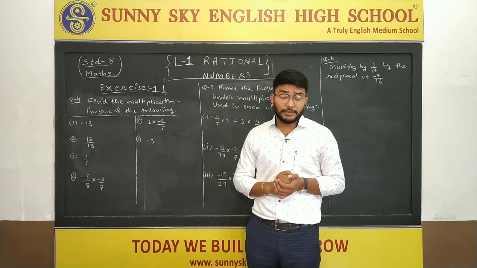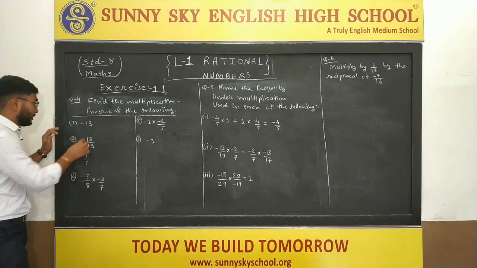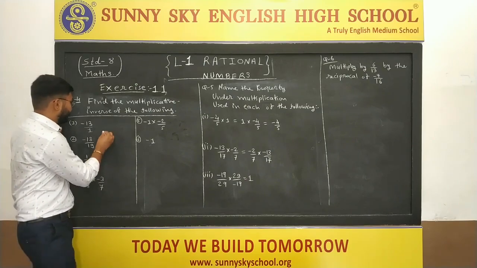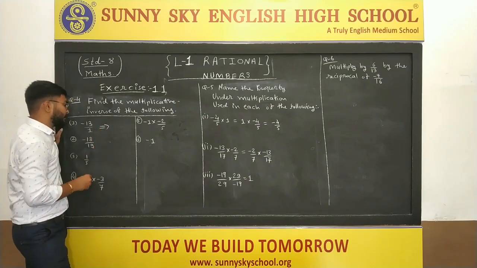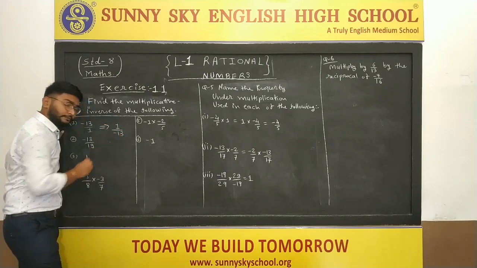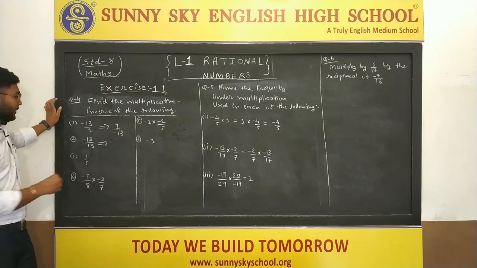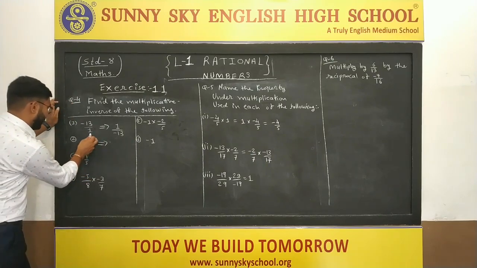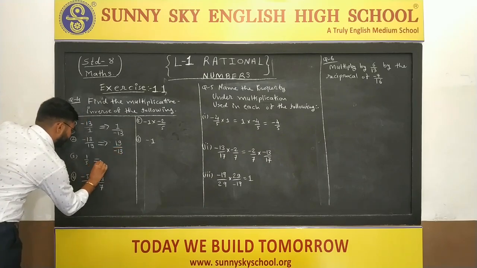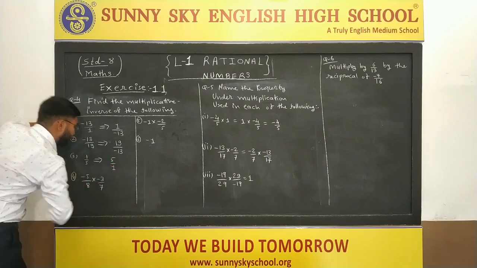See, the first question is given as minus 13. If nothing is given in the denominator, then there is always a 1 there. Then the multiplicative inverse of minus 13 is 1 upon minus 13. It means you just have to do the reciprocal. Here, 13 comes down and 19 goes up, so it is 19 divided by minus 13. Here also 1 by 5 becomes 5 upon 1.